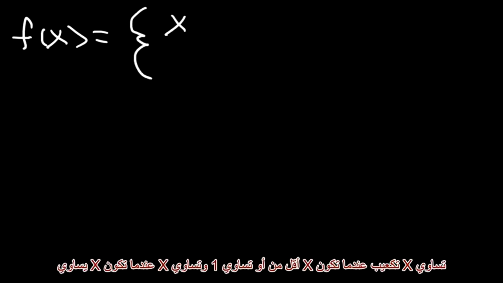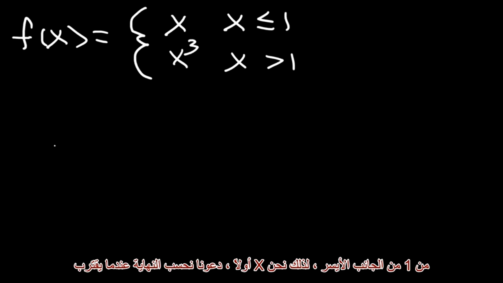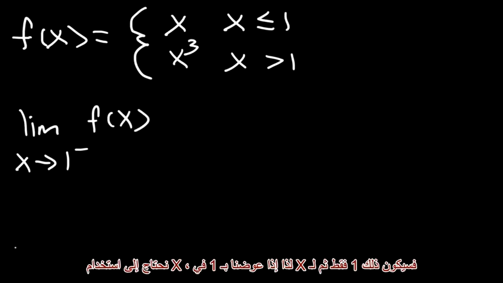So let's say that f of x is equal to x when x is less than or equal to 1, and it's equal to x cubed when x is greater than 1. So let's determine the continuity of this piecewise function first. So let's evaluate the limit as x approaches 1 from the left side. So we need to use x. So if we plug in 1 into x, that's going to be just 1.